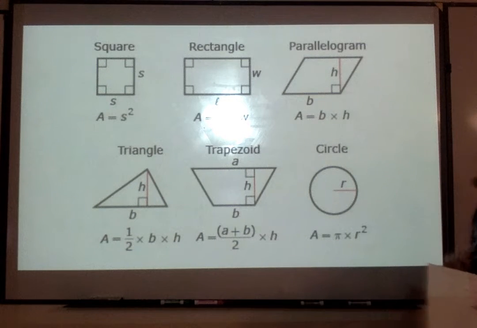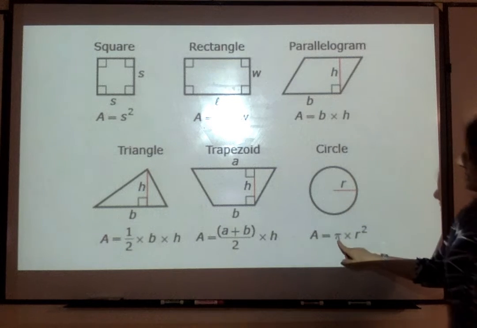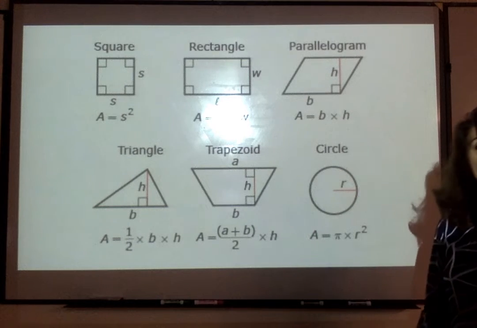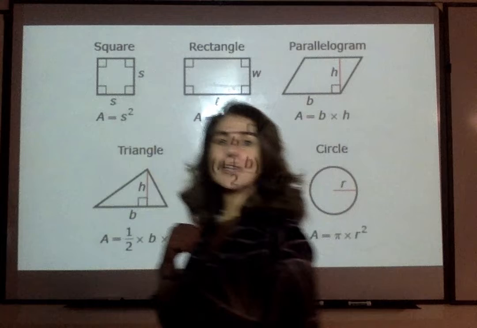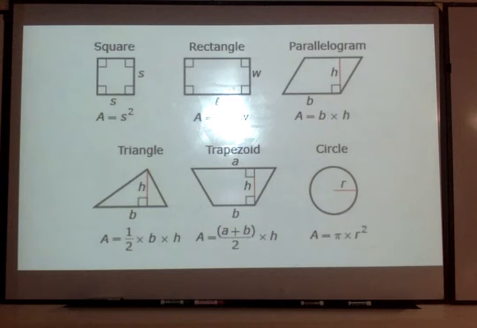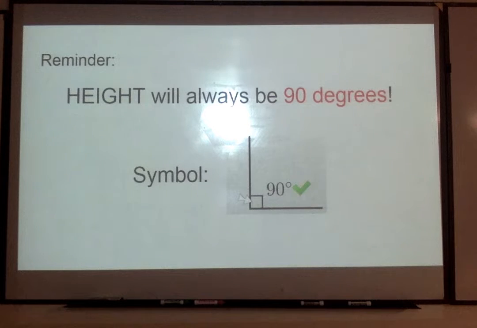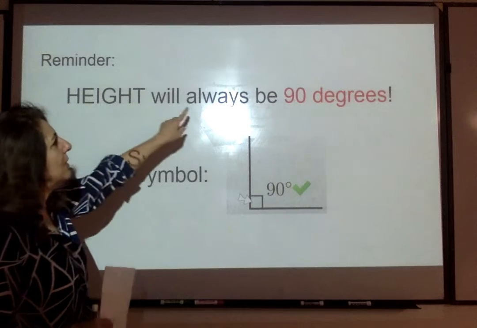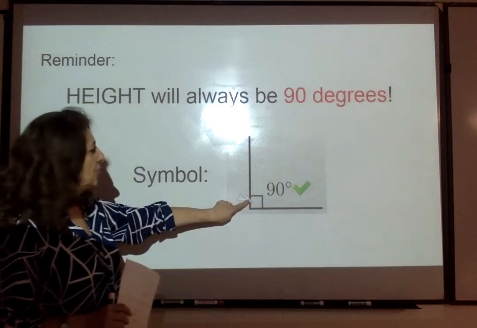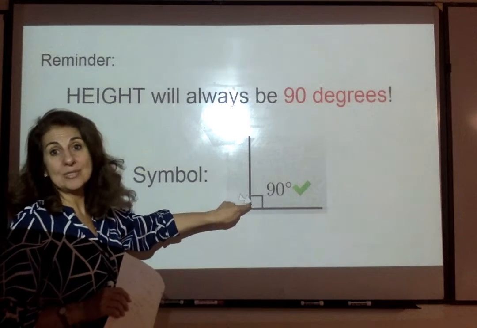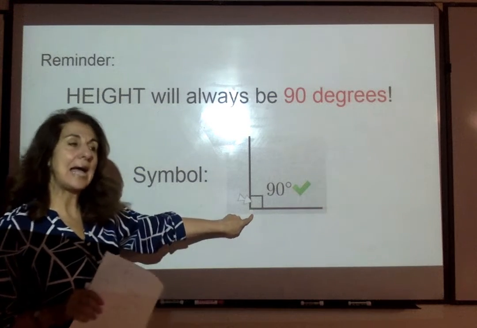And finally, the circle. The circle is the one that we've been using, so the area of a circle is pi times r squared. I've left this over here so you have a good source to find the formulas for area in different shapes. Once again, remember, the height will always be 90 degrees, so you have to find the 90 degrees over there. Do not use the slanted side as the height. It doesn't work.